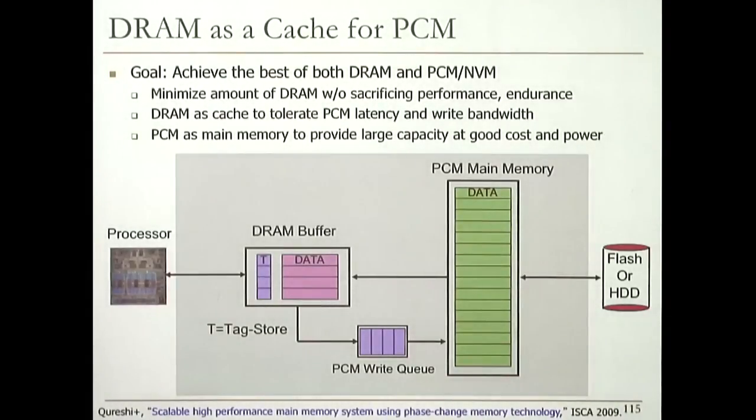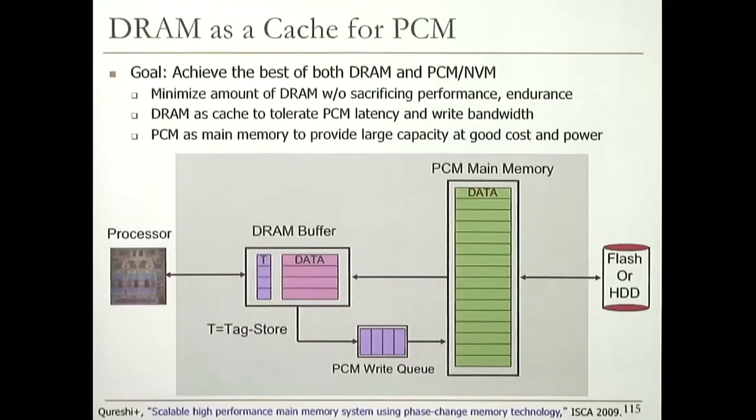But before that, let's take a look at the system. And this is another paper that I recommend. I'm going to reference it later on. Basically, when you have a DRAM as a cache for phase change memory, the goal is to achieve the best of both DRAM and phase change memory. And again, this could be STT-MRAM also, right? That's why it says /NVM over here. We would like to minimize the amount of DRAM we have in the system because it's expensive and it's not scalable without sacrificing performance and endurance.